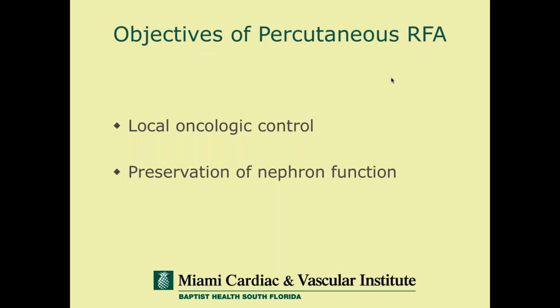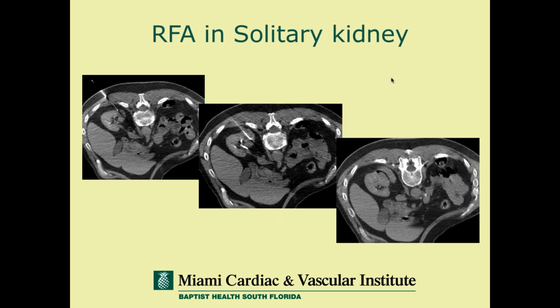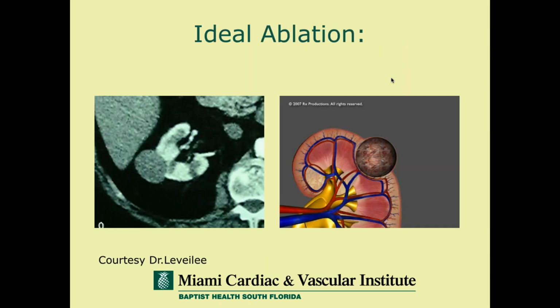So the objective of percutaneous therapy is really oncologic control and to preserve renal function. Here's an example of a patient with a single solitary kidney. You can see that there's a lesion here in the right kidney. Patient is now prone, and you can see an electrode being placed, a probe being placed, and the patient is being treated.